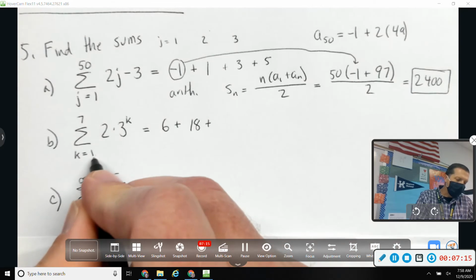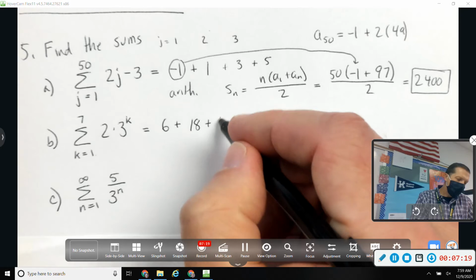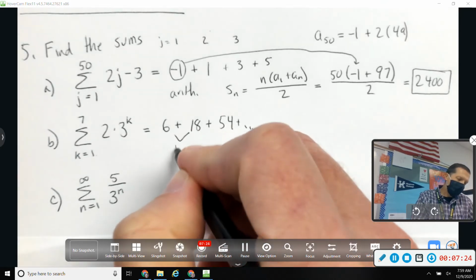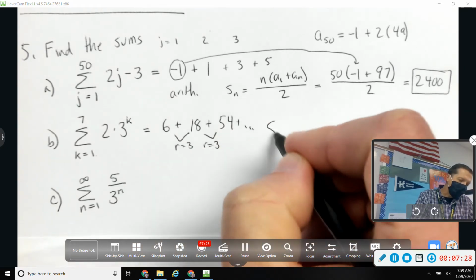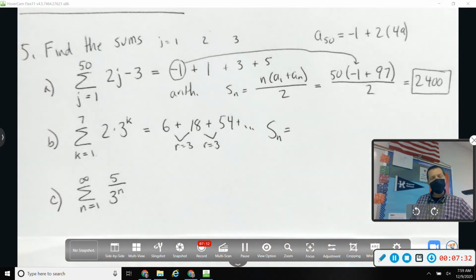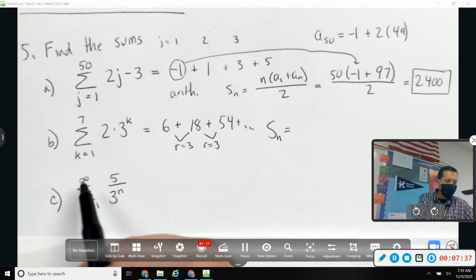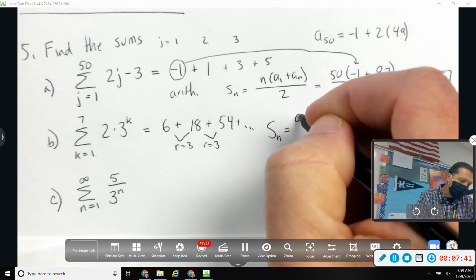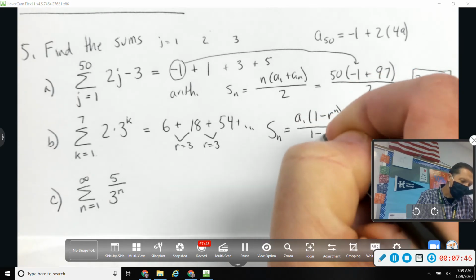If K is 3, 3 cubed is 27. Times 2 is 54. And yeah, it looks like R is 3. So that means this is a geometric formula. Be careful, because there's 2 geometric formulas. One for a finite number of terms, one for an infinite number of terms. So let's see, that formula is a1, 1 minus r to the n, all over 1 minus r.